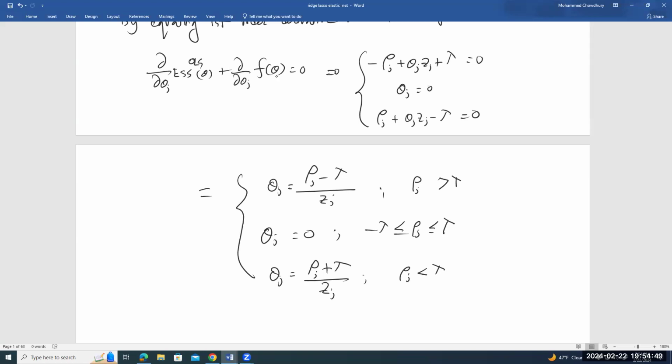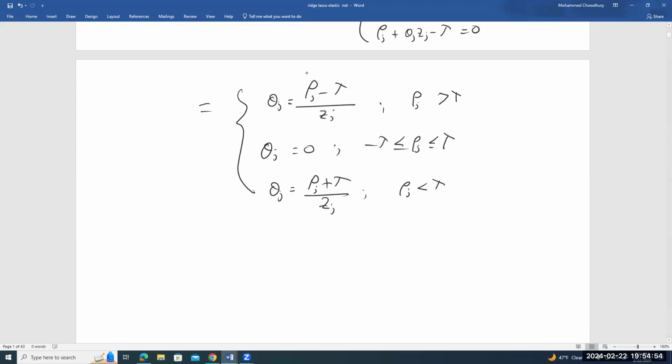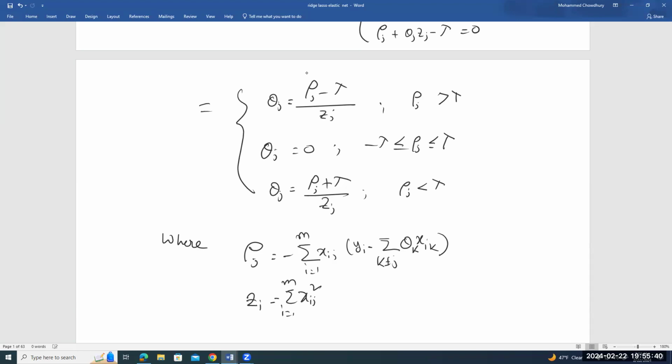So those would be the solutions, where rho j equals negative sum of x i j times y i minus the sum over k not equal to j of beta k x i k. This is what rho j equals, and g j equals the sum of x i j squared, where i goes from 1 to m. These are the two conditions, and that is the solution for this. Okay.